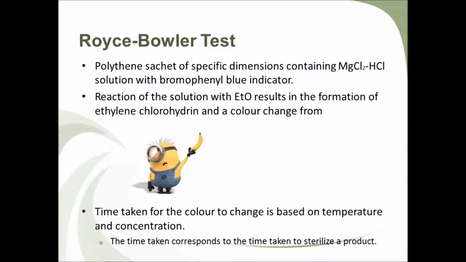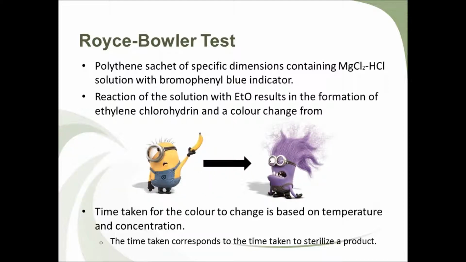The Royce-Bowler test involves the use of a polythene sachet of specific dimensions containing magnesium chloride, hydrochloric acid, and bromophenol blue indicator. As ethylene oxide is slowly diffused in, a reaction occurs, forming ethylene chlorohydrin and a color change from yellow to purple. Time taken for the color to change is based on temperature and concentration, and it will correspond closely to the time taken to sterilize a product.